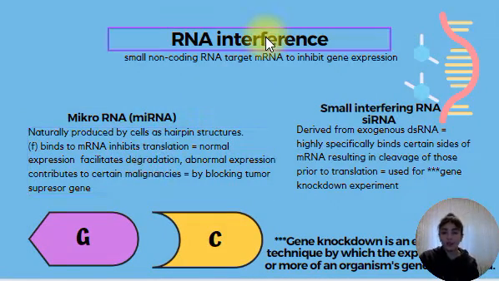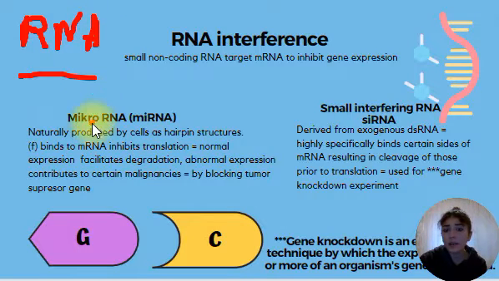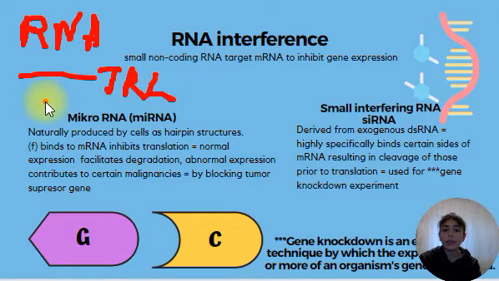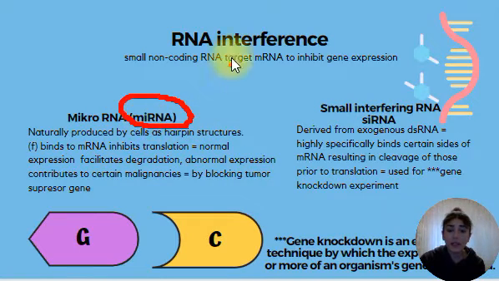Next is RNA interference. So here our matrix is RNA, right? And we regulate the process of translation here. So what we do, we work with small non-coding RNA, which targets messenger RNA, which is coding, right, to inhibit gene expression. So we have our microRNA, and small interfering RNA, which is siRNA.